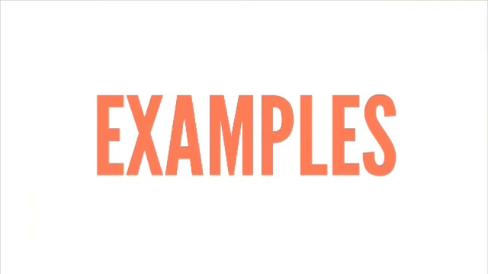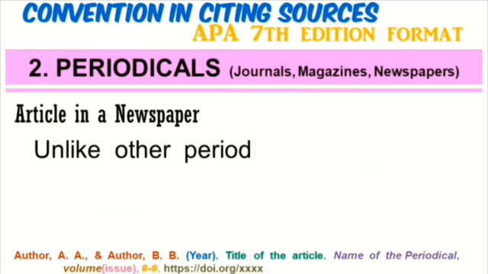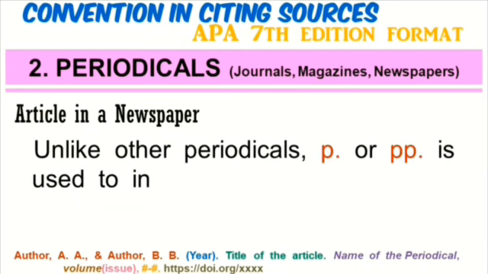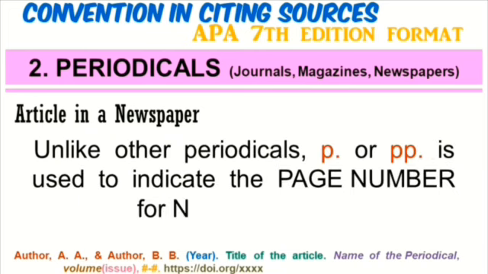Examples of article in a newspaper. Unlike other periodicals, P or PP is used to indicate the page number for newspapers.